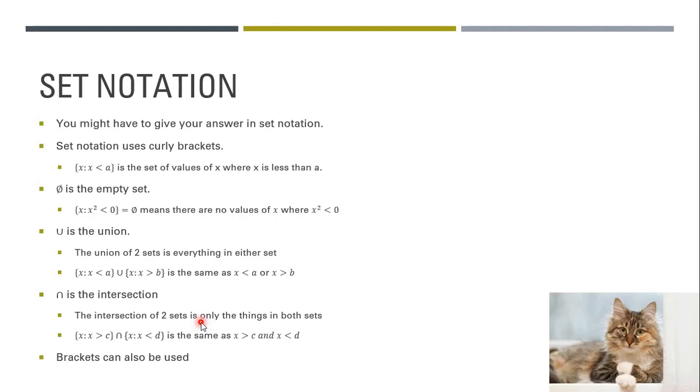Brackets can also be used in set notation. So if there's a round bracket, it means not equal to, and if there's a square bracket, it means it can be equal to. So round bracket 3, 5 square bracket means 3 is less than x, which is less than or equal to 5.